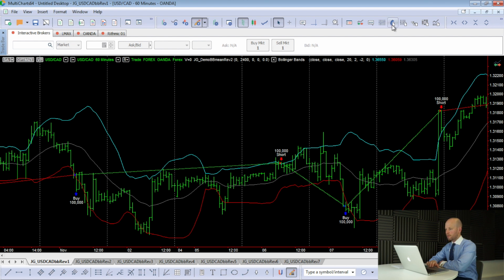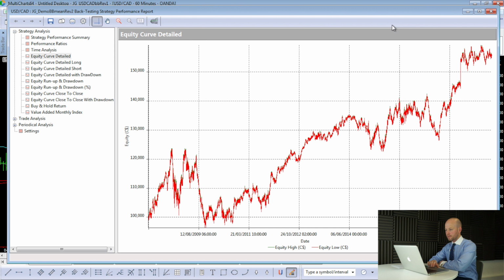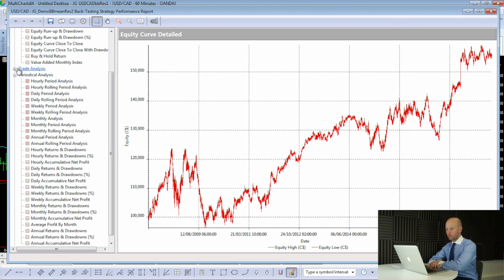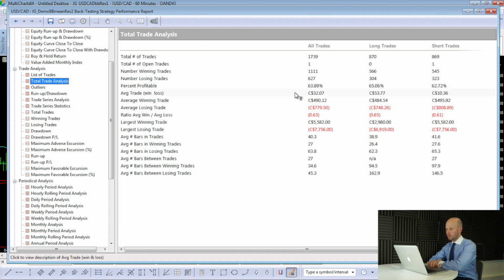We'll quickly have a look at the performance report, and there's the equity curve. So this is the basic strategy with no real modifications, and it's not the best equity curve, but it's definitely moving in the right direction. So that gives me enough confidence to move forward and look to make some further developments. At the moment, we've got quite a low average trade. The average trade is only $32. We've got a lot of trades, 1,739.